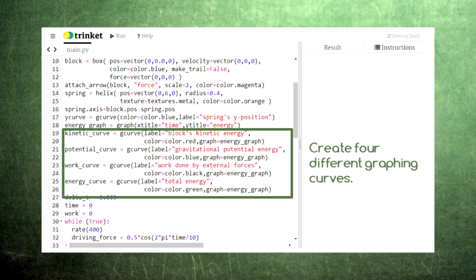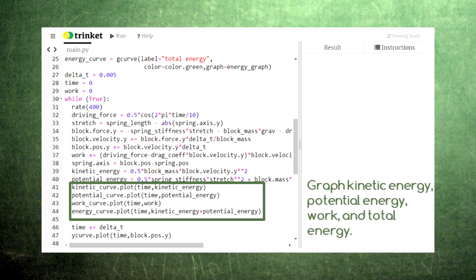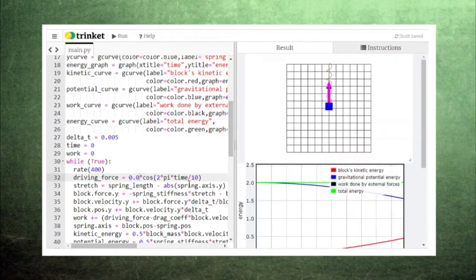Here we set up 4 different graphing curves. One for the block's kinetic energy, one for the total of the gravitational potential energy and the spring's potential energy, one for the work done by the external forces, and one for the total of the kinetic energy and the potential energy. Here in the loop, we calculate the 3 types of energy: kinetic energy, potential energy, and work. These calculations are set up exactly like the equations we saw earlier. Lastly, we graph the current value of these 3 energies, plus the total of the kinetic energy and the potential energy. Let's start out with 0 drag coefficient and no driving force.